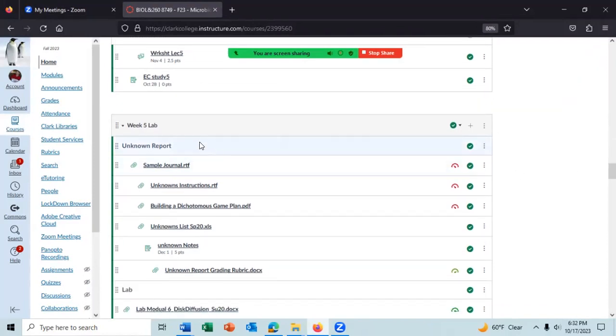The week 5 lab and the Unknown report, the Unknown instructions. So read that file. I'll talk about it next week, as well as the Unknown Project. Any question about any of that? All right.